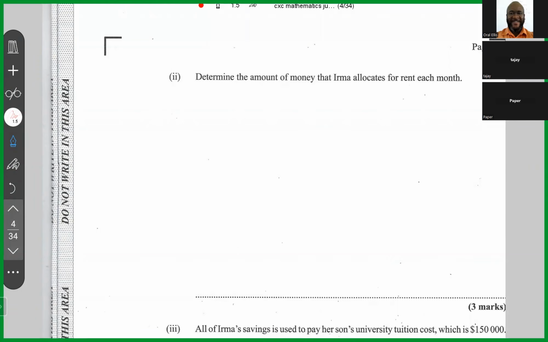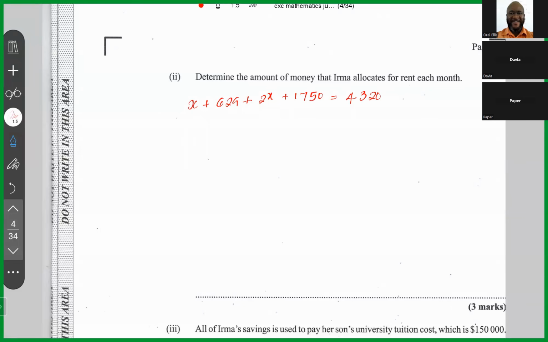All right. So to find that out, we're going to use the information we're given in the table to form an equation: X plus 629 plus 2X plus $1,750 is equal to her fortnightly pay, which is $4,320. All right, so all we have to do is just solve that equation.